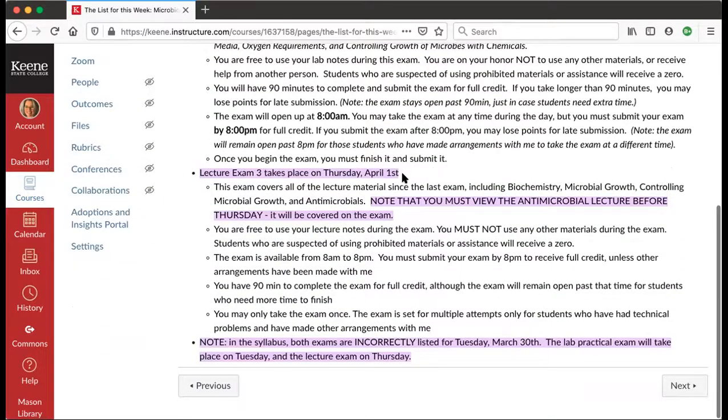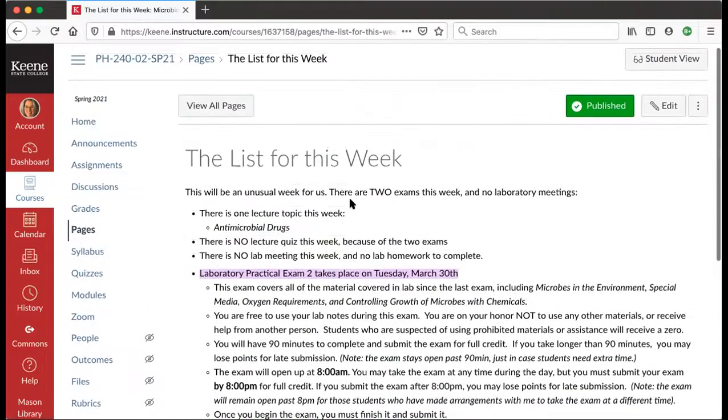And then on Thursday next week, you're going to be taking your third lecture exam. Because you have these two exams in 1 week, you're going to notice that there are no lecture quizzes next week. There are no lab meetings next week, and no lab homework. So I really want you focused on those two exams. There is one lecture topic that you'll need to view about antimicrobial drugs, and you'll need to do that before the lecture exam. All right.